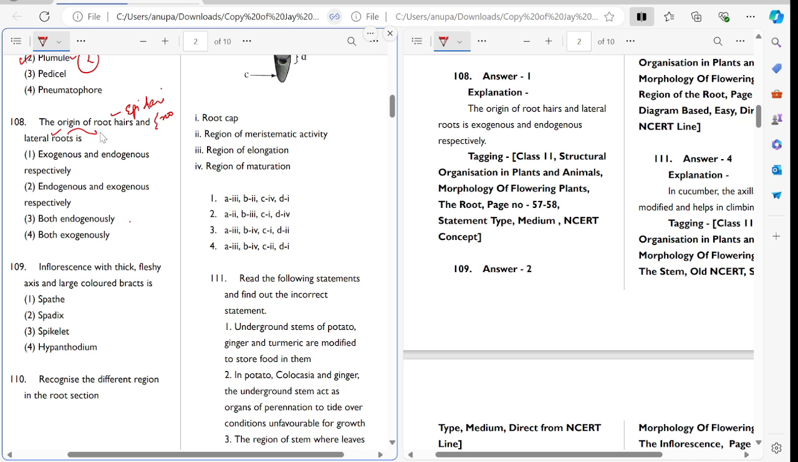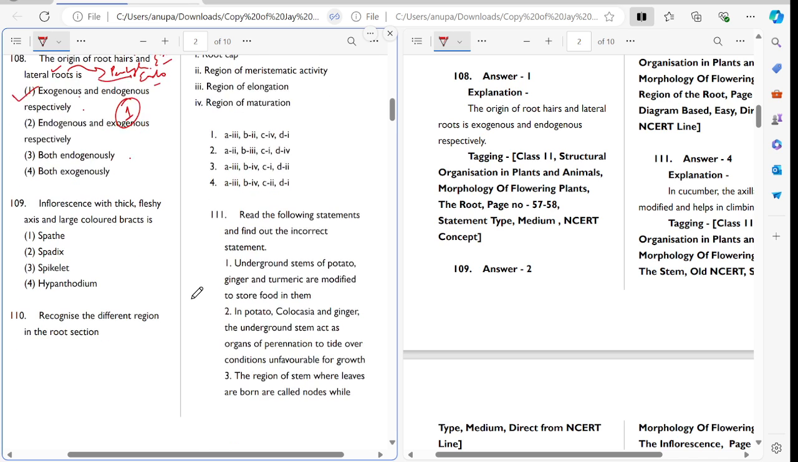Whereas lateral roots arise from pericycle, so its origin will be endogenous. So in the option there should be exogenous first and then endogenous. So the first option is exogenous and endogenous respectively. So our answer will be option number 1.